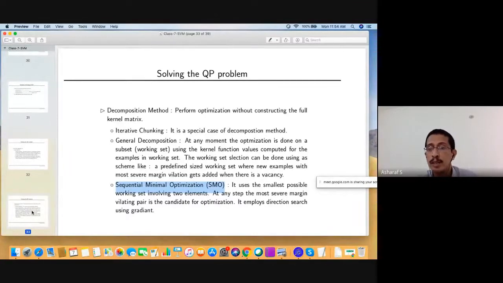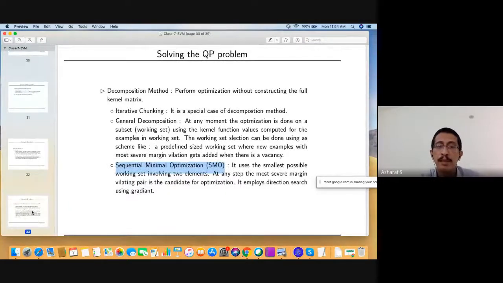We want to get in there. So essentially, you solve the Wolfe dual. That is the most accepted method.